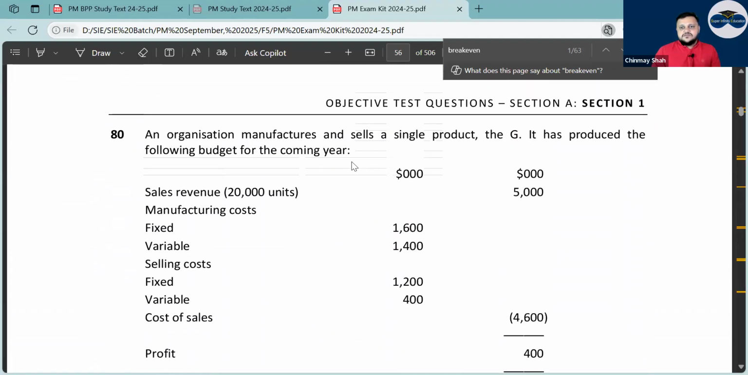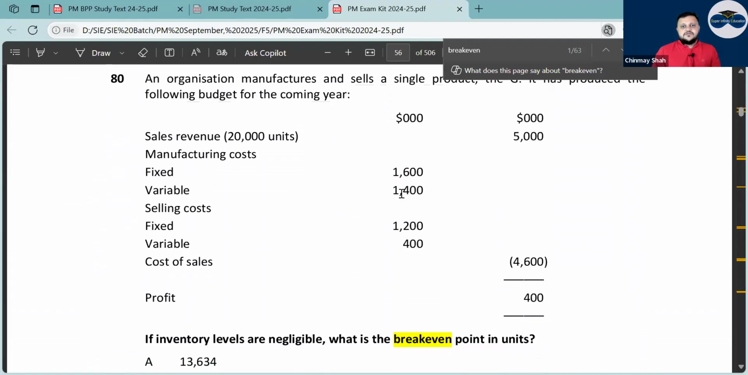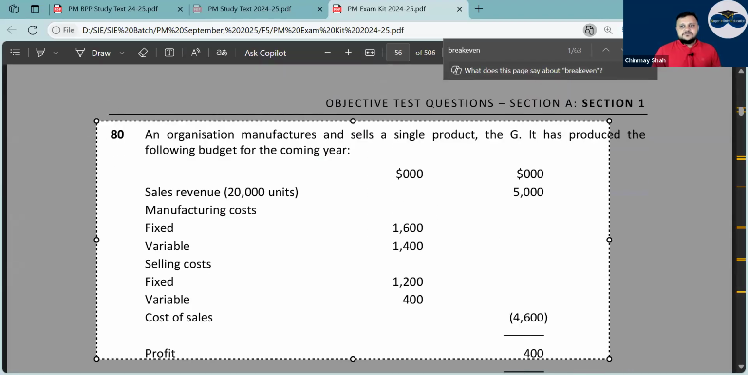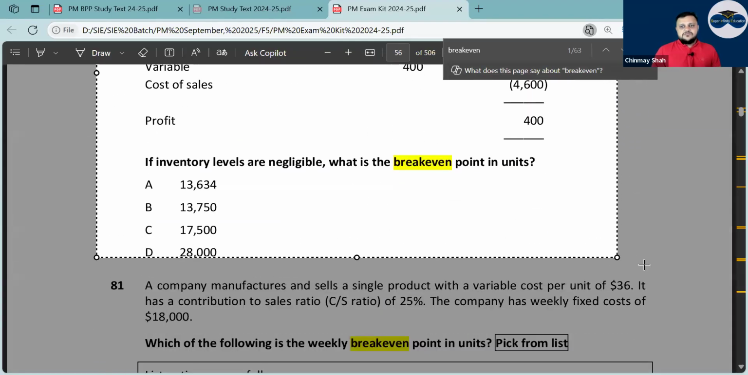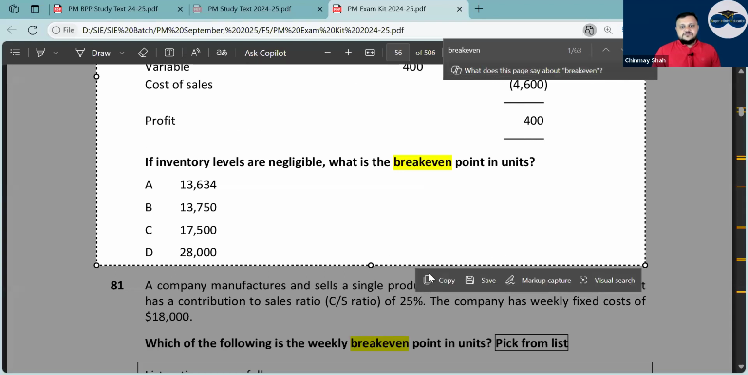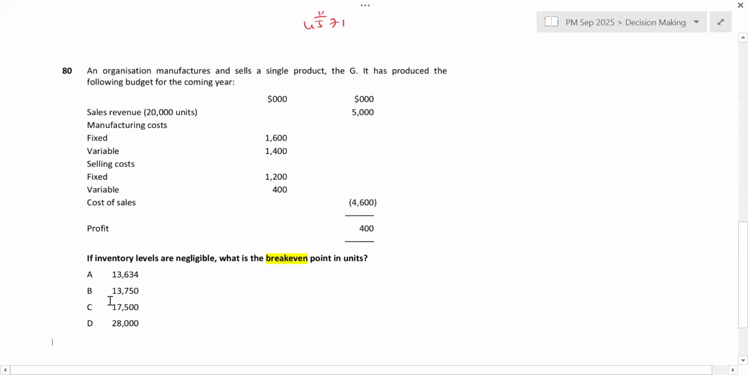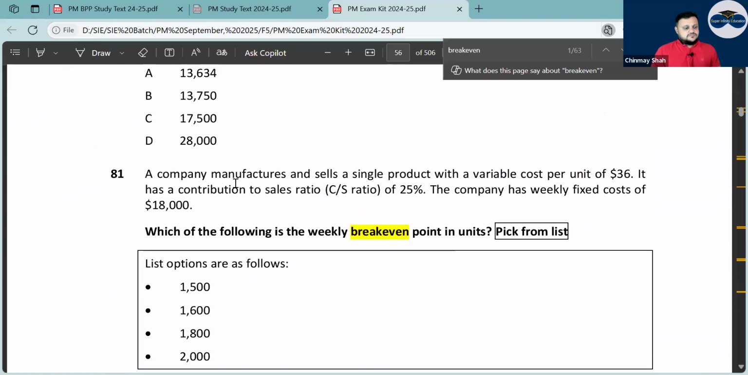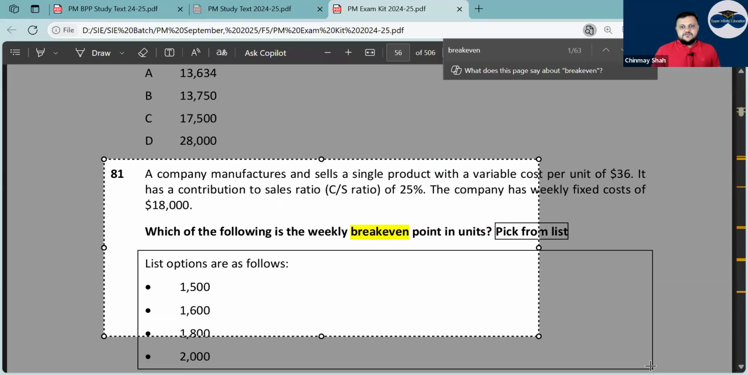Come on, do you see this? An organization manufactures and sells a single product. Correct? Can you do this for homework? Tell me. Can you try it? Can you try this for homework? Yes, sir. Let me put it up for homework here. Right. Then which are the following? 81 also you could do for homework.